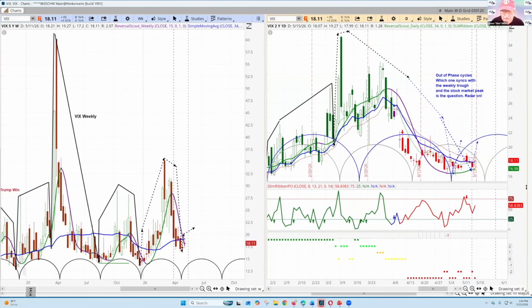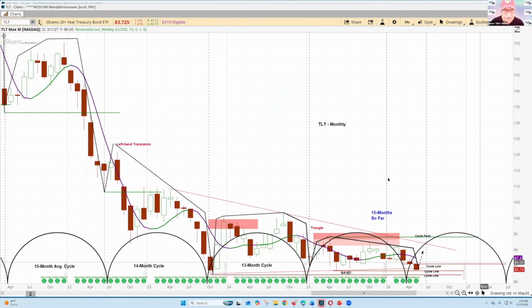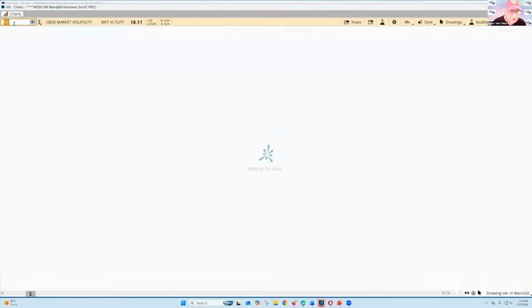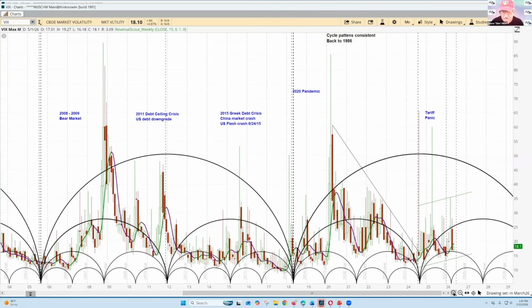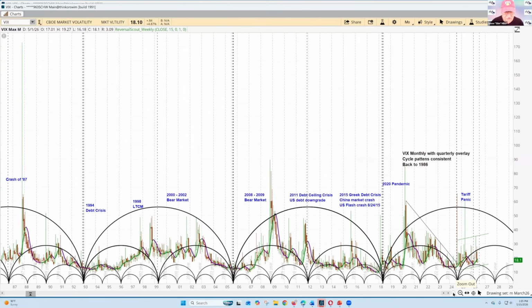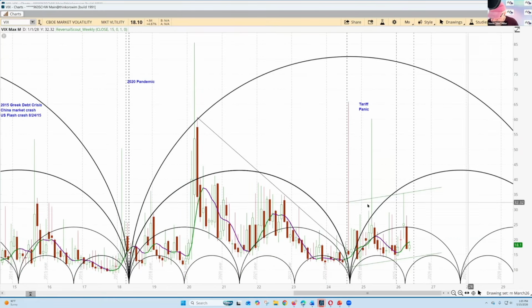There's one more part of this, and that is the monthly analysis. So let's take a look at VIX on the monthly. And you can see here just outstanding looking patterns in here. As I blow this out, this gives you all of the markets going back to the crash of '87 and the incredible alignments. And right now, where are we? We are right here where this trough is forming and likely to be into this rising area in here.